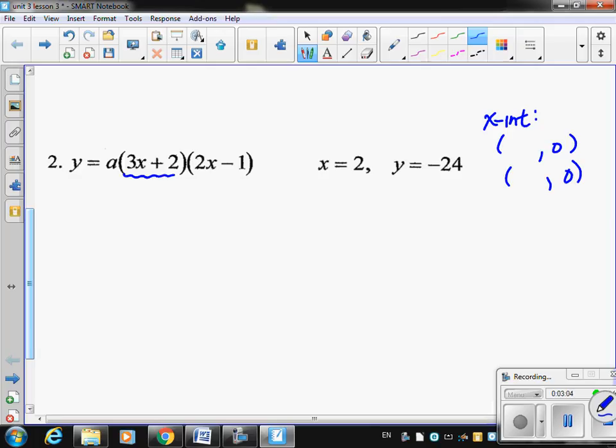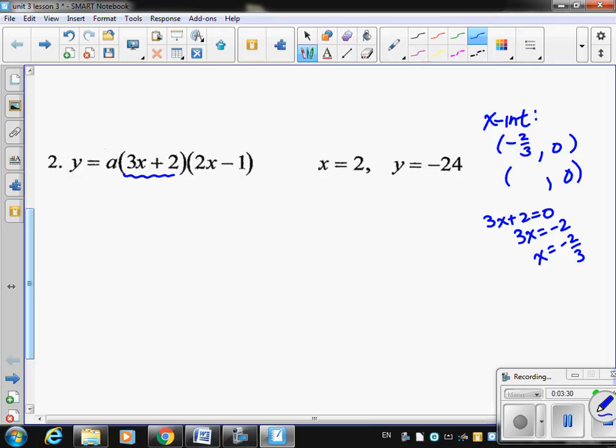So for the first one, I'm going to do my work over to the right. When 3x plus 2 equals 0, I'm going to subtract 2 from both sides, and then I'm going to divide both sides by 3. I am writing less and less of my thought process here because you're getting more and more used to doing them. So one of my x-intercepts, if you care, is -2/3.